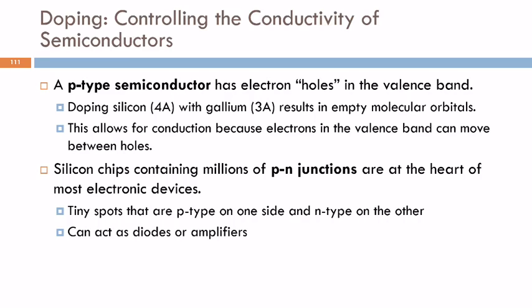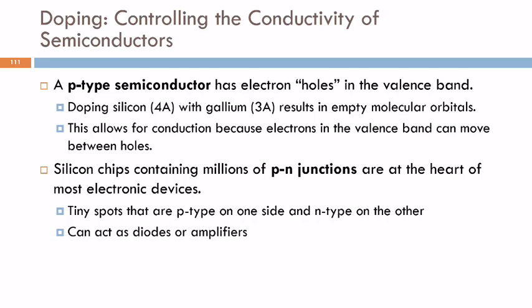In a p-type semiconductor, we do the opposite. We'll dope silicon, with 4 valence electrons, with gallium. Gallium only has 3 valence electrons. This creates holes in the valence band. And now the electrons within the valence band can move because there's a hole. So one can move into the hole, and that makes a different hole, and another one can move in.